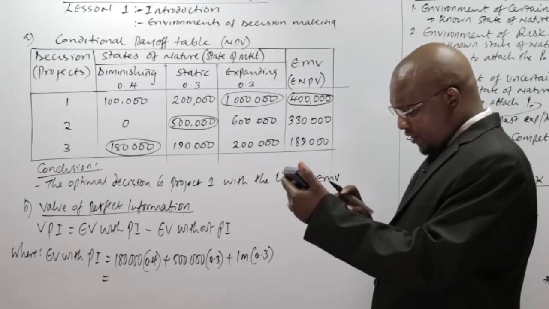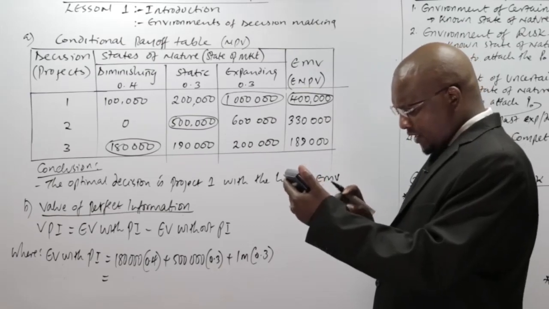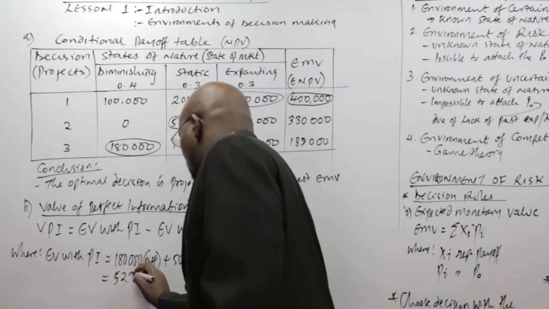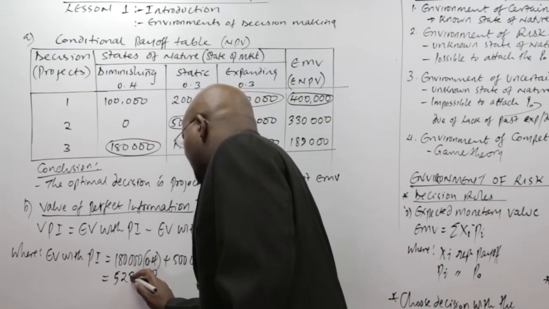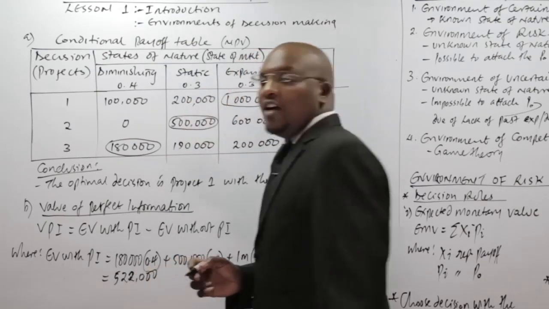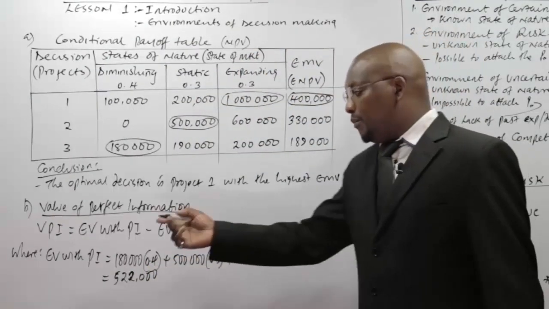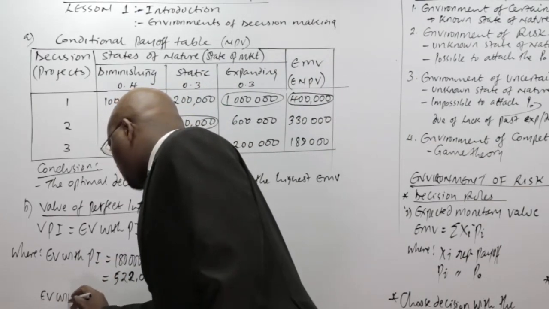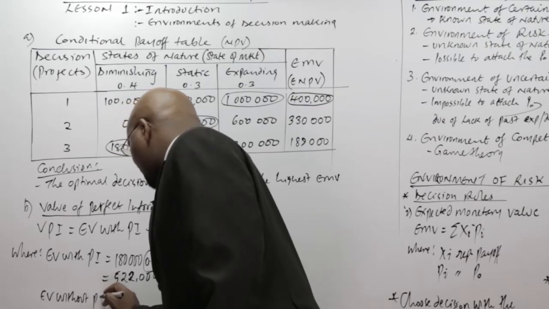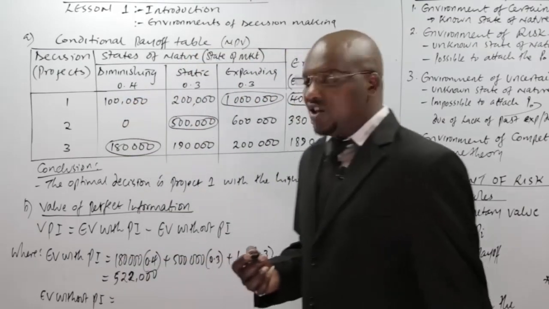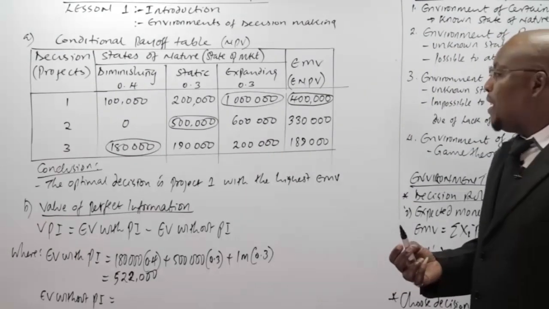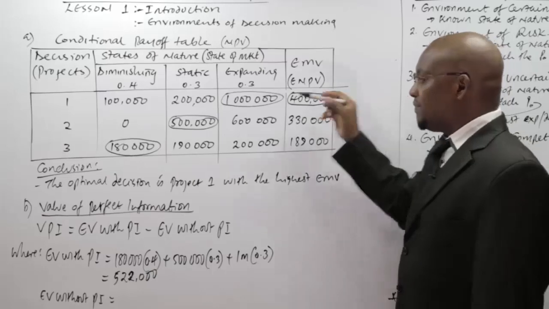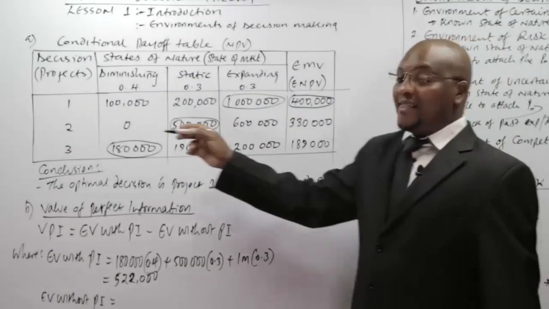Now with this, we can say here that if we are informed, we have the information, then we'll have the 180,000 multiplied by the probability of diminishing happening, which is 0.4, plus the 500,000 times the probability of the static happening, which is 0.3, plus the 1 million multiplied by the probability of expanding, which is 0.3. This is giving us 522,000. This is the maximum amount we can ever make if we make the decision when we have the information.